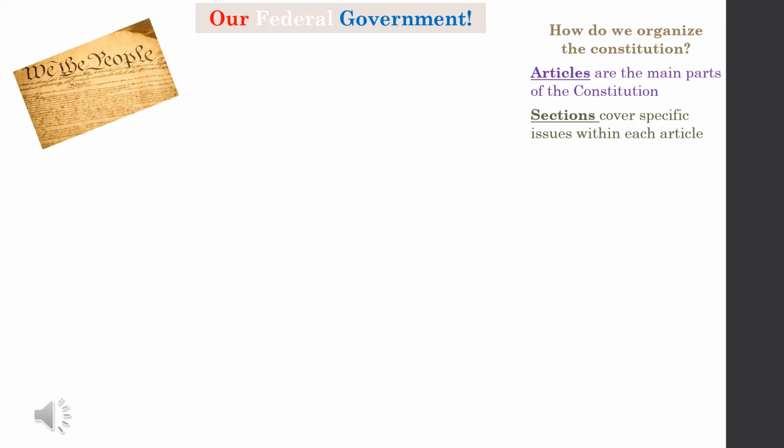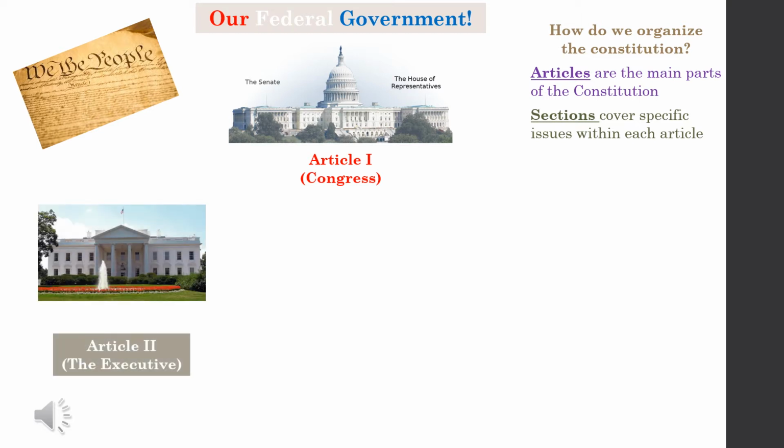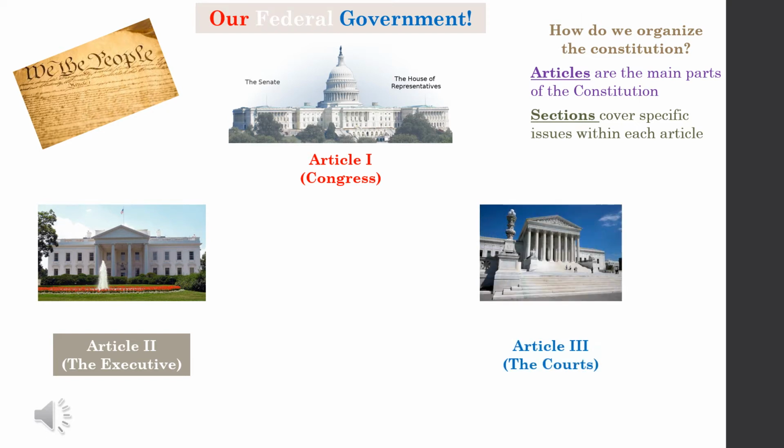Well, today we're going to focus on the first 3 articles of the Constitution, and we're going to start with Article 1. That's Congress, the Senate, and the House of Representatives. Those are the people who you will learn make the laws. Then we're going to talk about Article 2, the Executive, or the President of the United States of America. And you'll learn that these are the people who enforce the laws. And finally, we have Article 3, the Courts. And you're going to learn that these are the people who interpret the laws.